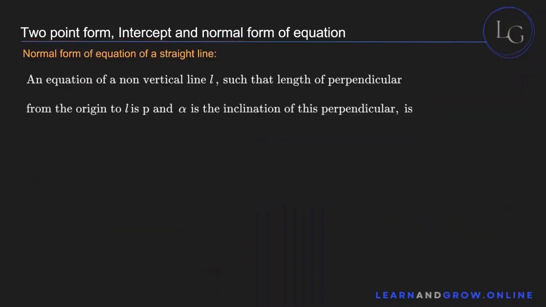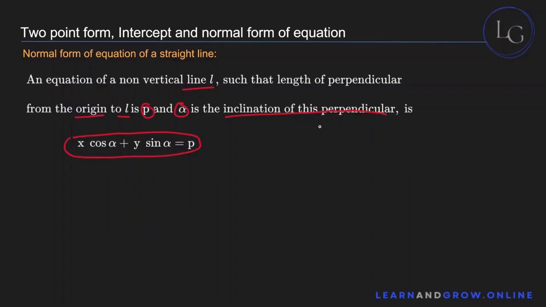And lastly, let's see what the normal form of the equation of a straight line is. If you have a non-vertical line L such that the length of the perpendicular from the origin to the line L is P and alpha is the inclination of this perpendicular, well, then the normal form equation would be this.